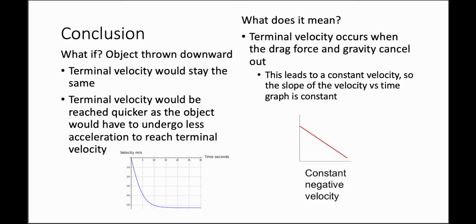And what does this mean? Terminal velocity occurs when the drag force and the gravitational force cancel out, indicating that there is no net force. This leads to a constant negative velocity, so the slope of the velocity time graph is constant, and you can see an example of what this might look like underneath.